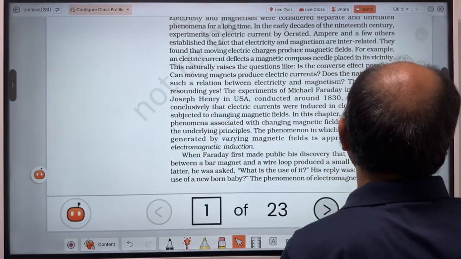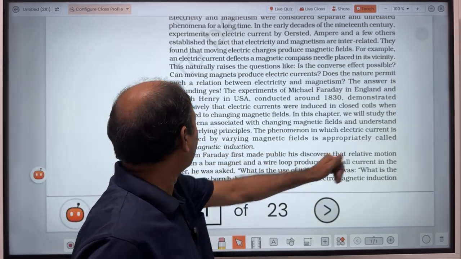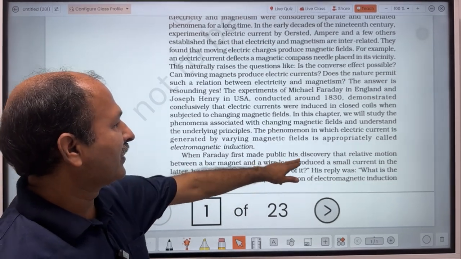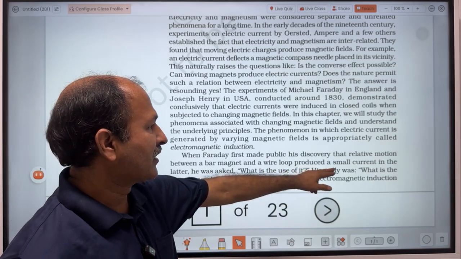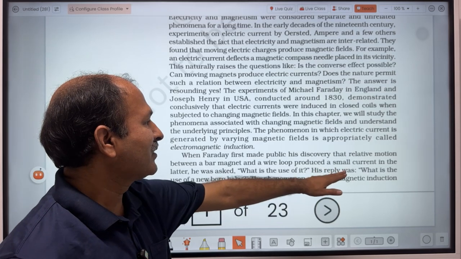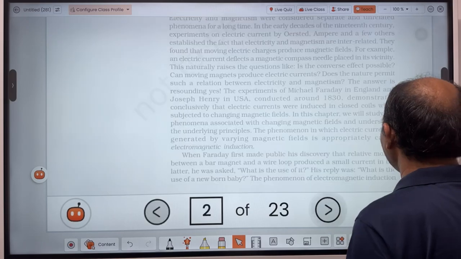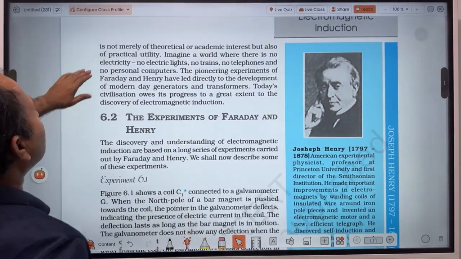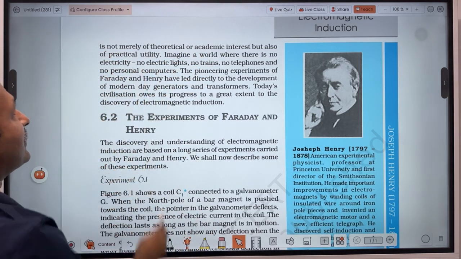Here the phenomenon in which electric current is generated by varying magnetic fields is appropriately called electromagnetic induction. And when Faraday first made public his discovery that relative motion between a bar magnet and a wire loop produced a small current in the latter, he was asked, "What is the use of it?" His reply was, "What is the use of a newborn baby?" So, the phenomenon of electromagnetic induction is not merely of theoretical or academic interest, but also of practical utility.